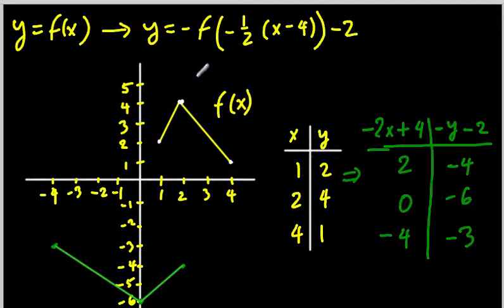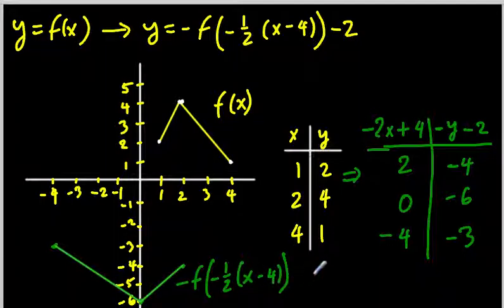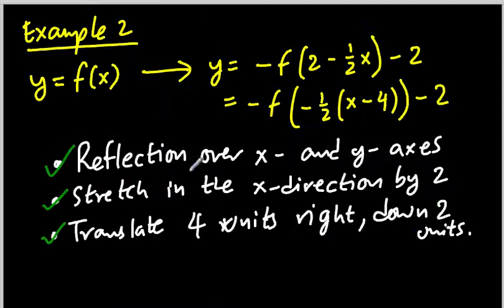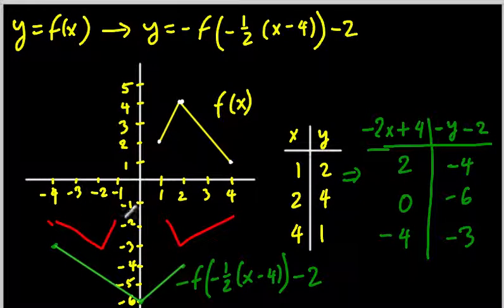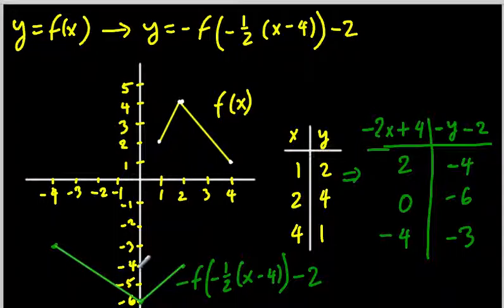I'm simply going to label it as negative f of negative half of x minus 4, minus 2. So let's see if this makes sense. There's a reflection across the x and y. So if I reflected this across that way, that would look something like this. And then if I reflected that way, it would look something like that. And so clearly this final transformation looks like that. I'm just going to erase those two. I just wanted to show you we were on the right path. So yeah, we're good with the reflections.